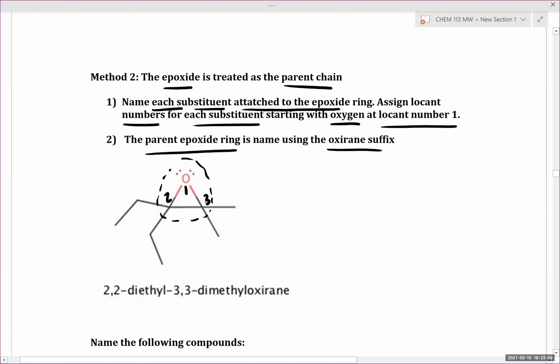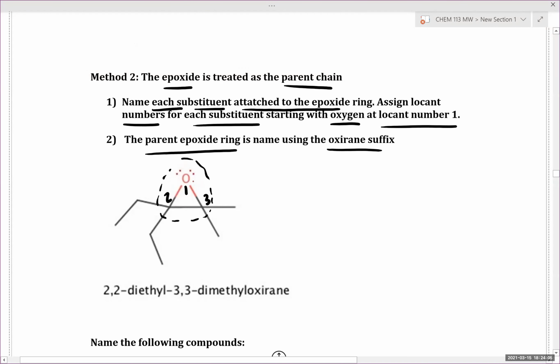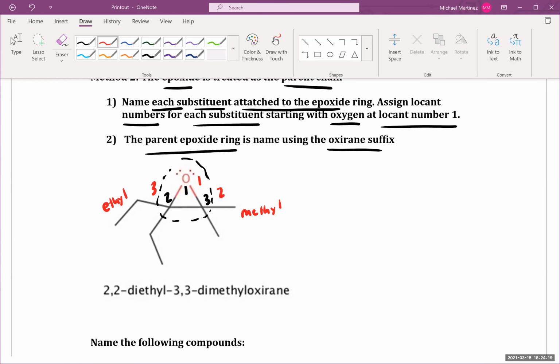Would anyone like to comment why I use the following numbering arrangement rather than this alternative numbering arrangement in red? So you have a methyl group and an ethyl group. Why do we choose the numbering method in black?